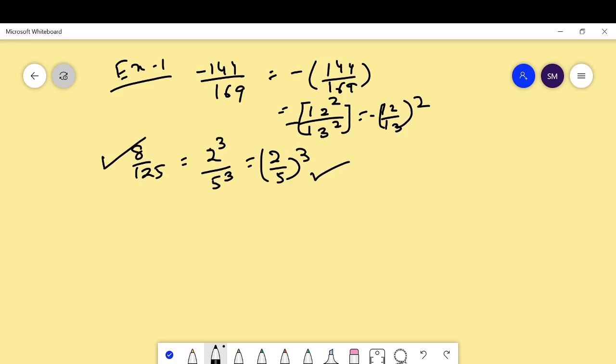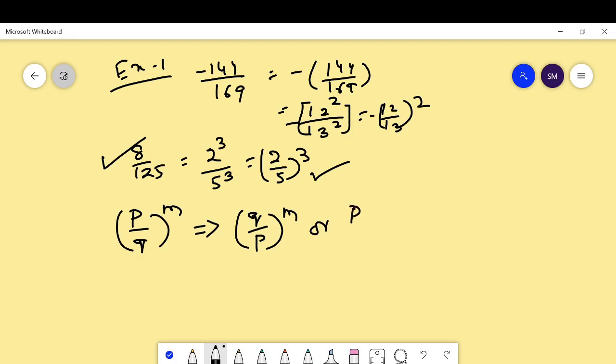Then let us discuss some more properties. The reciprocal of p by q to the power m is equal to q by p to the power m, or p by q to the power minus m. The exponent can be written in negative form. This is property 2.